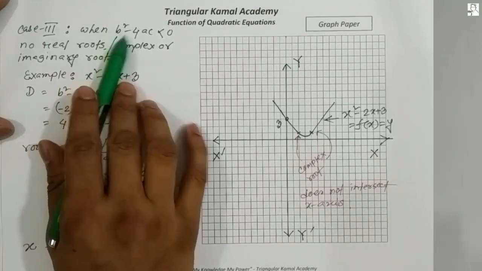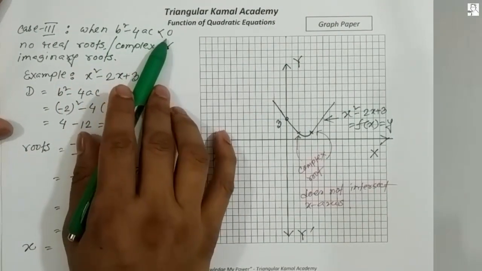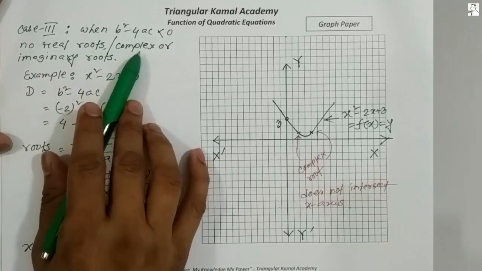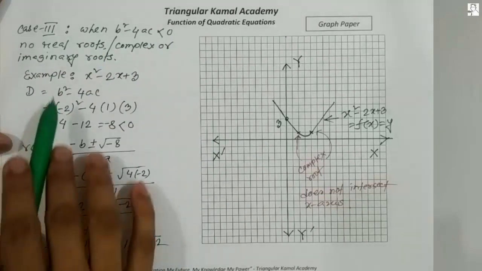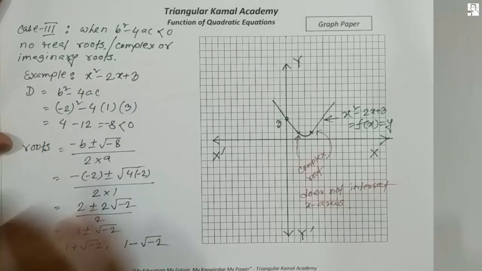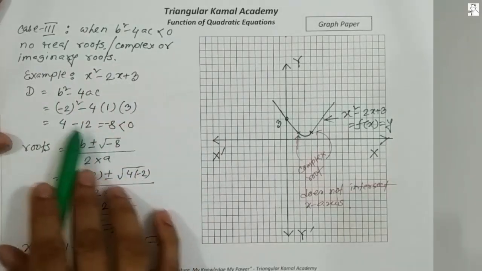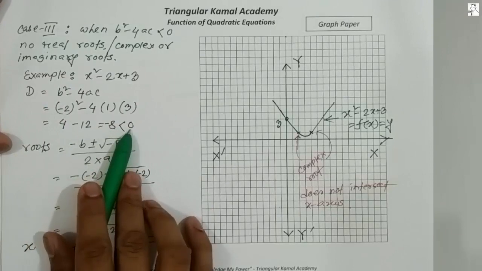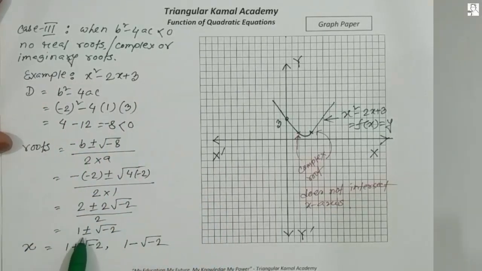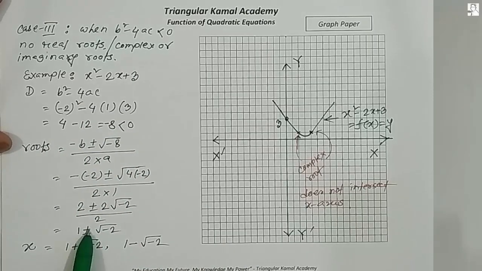In case 3, when b square minus 4ac is less than 0, there are no real roots, or the roots will be complex or imaginary roots. For the example here, x square minus 2x plus 3, the discriminant will be minus 8, that is less than 0. After doing the calculation, we get two roots, 1 plus minus root over minus 2, considering plus and considering minus.